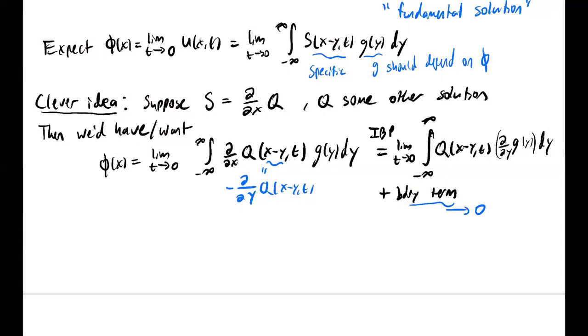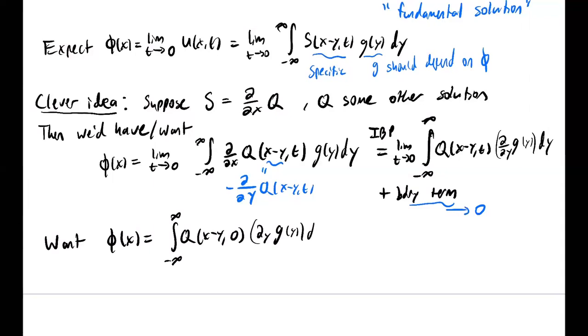Well, notice, let's pretend that the q isn't here for a second. Let's just pretend the q isn't there. I have the integral of a derivative of g, and I want that integral to be equal to phi of x. So I want phi of x equals, let's forget the limit for now, just say the integral from -infinity to infinity of q of x minus y, let's say we just plug in 0 for t, times the derivative of g with respect to y.